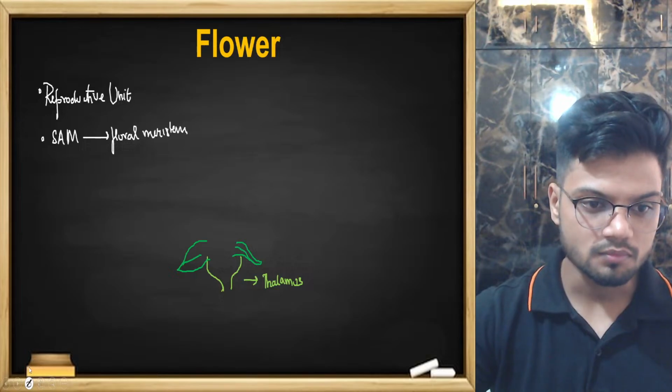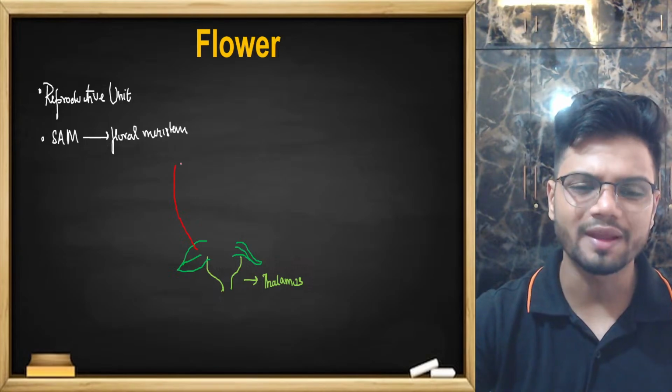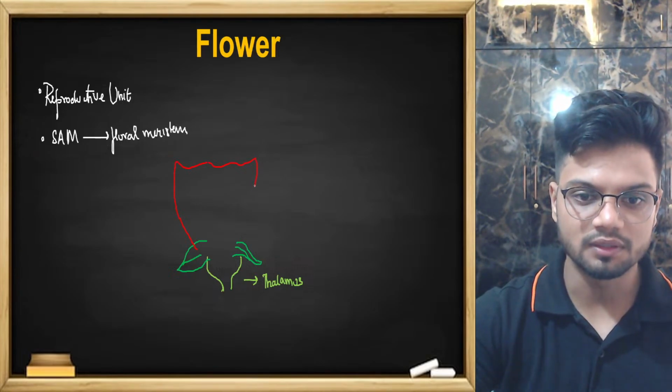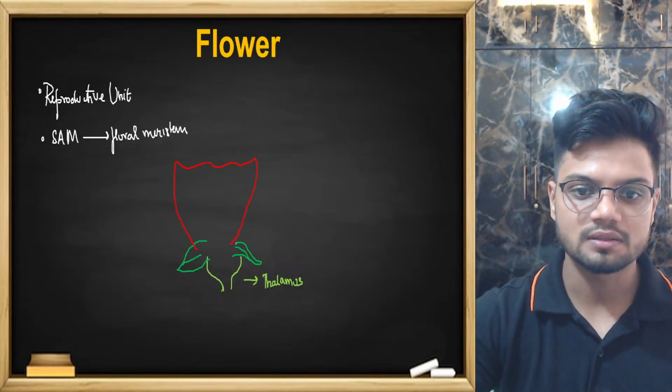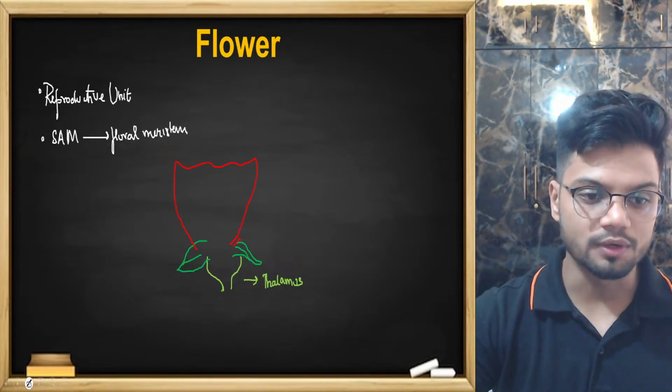Down, inner walls. After sepals, what do we have? After sepals, we have a colorful, red or any vibrant color, something called petals. That is the second wall. Then the next two walls are called reproductive walls.